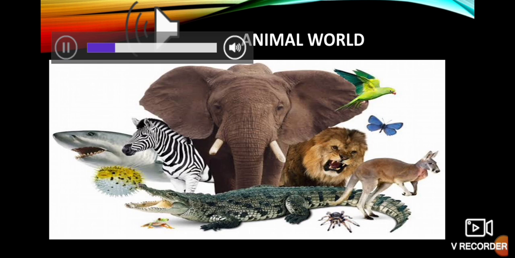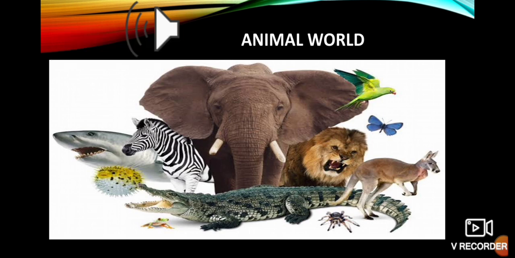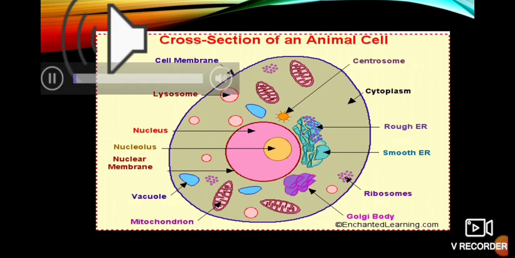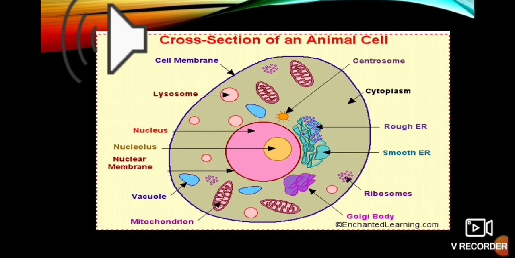Plant and animal cells are very different from each other. Therefore, the tissues are also going to differ in them. So here it is, we have entered into the animal world to study about the animal tissues. A picture showing the cell of the animal. As you can see, the animal cell is free from the cell wall. It does not consist of a cell wall.